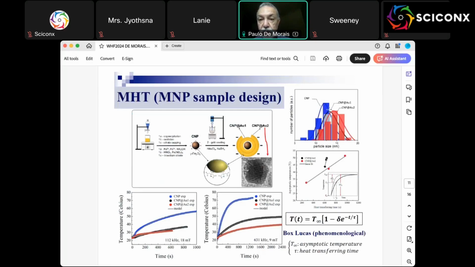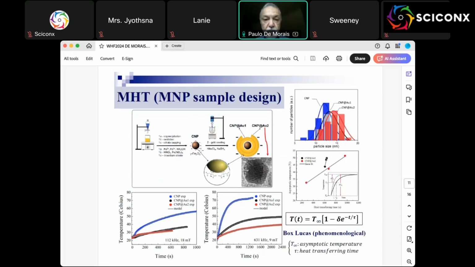And then when we coat with a thicker layer of gold, we can see the red particle size distribution, the red curve, which is even shifted to higher mean particle size. So we can modulate the thickness of the gold layer on top of maghemite nanoparticles. Besides, of course, we can modulate the mean size of the core magnetic nanoparticle.